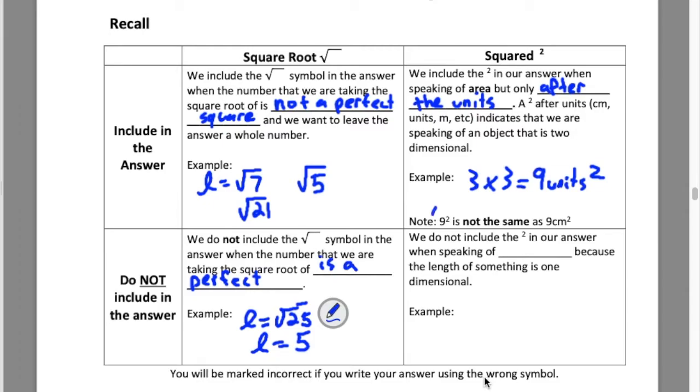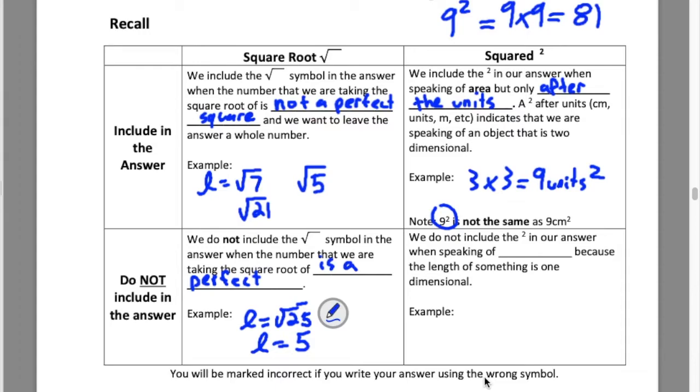Now, we want to make note that 9 squared is not the same as 9 centimeters squared, because if we write out 9 squared as our answer, that's really saying our answer is 9 squared, which is 9 times 9, which equals 81. Okay? 3 times 3 does not equal 81, so we want to make sure that we write our unit of measurement and then the squared symbol.